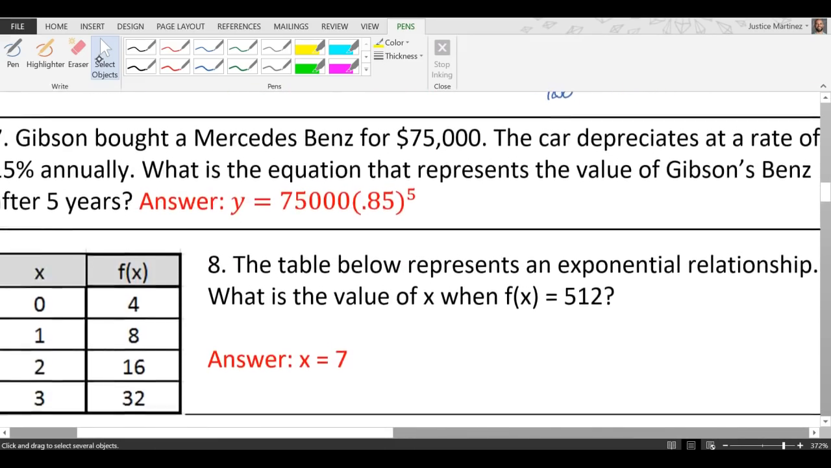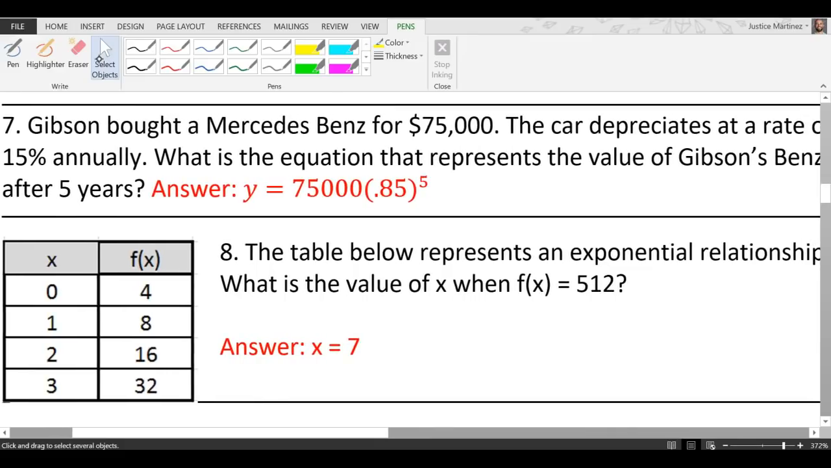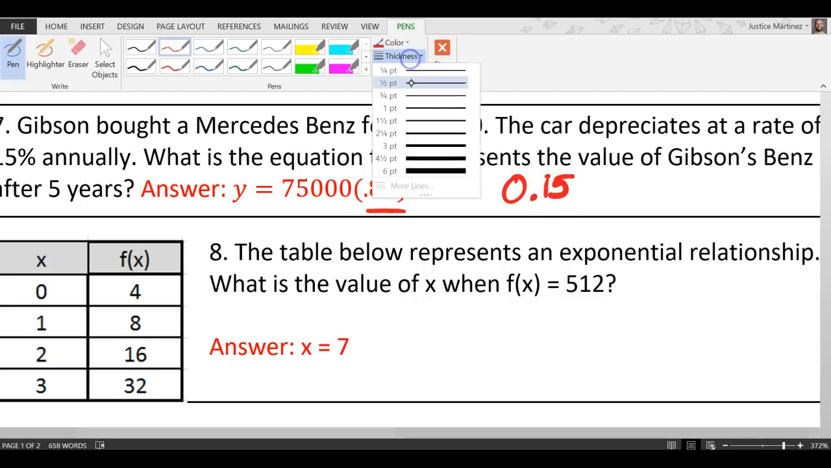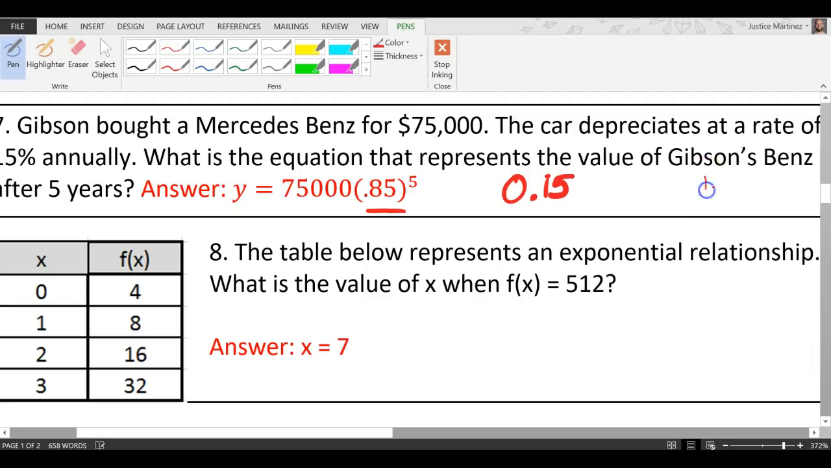Come back down here. We say, great, Mr. Gibson bought a Mercedes-Benz for $75,000. The only thing that might trip people up here is making sure that they are not putting 0.15. That is not a 15% decrease. That is an 85% decrease. We need to do, as Mr. Gibson has shown us, 1.00 for 100% minus the 0.15, which gives us 0.85, also known as 85%.